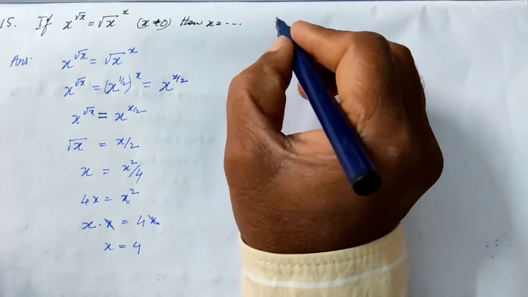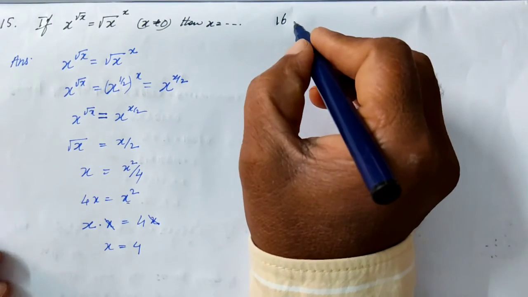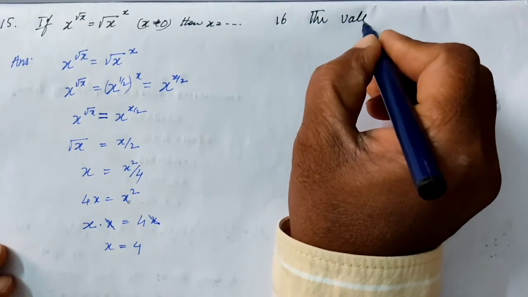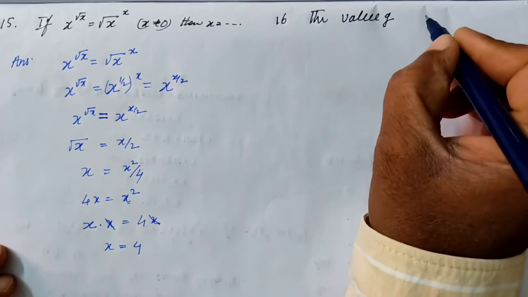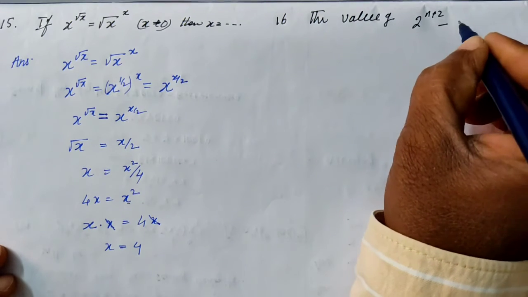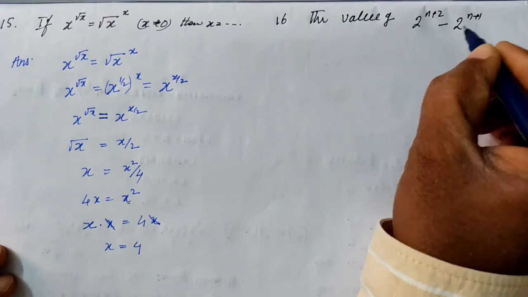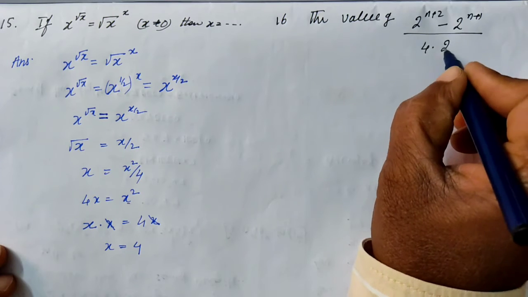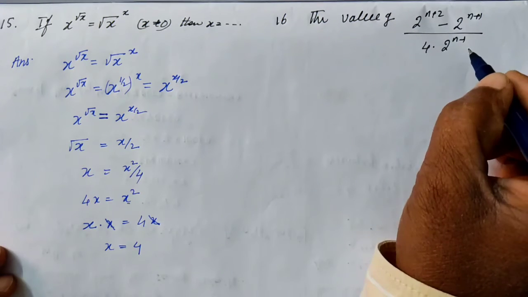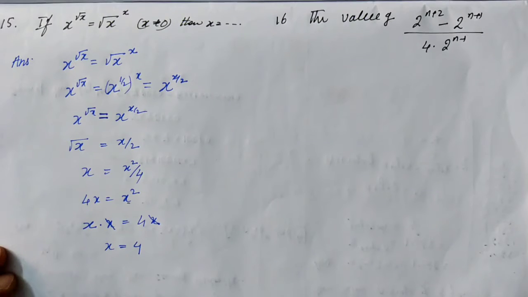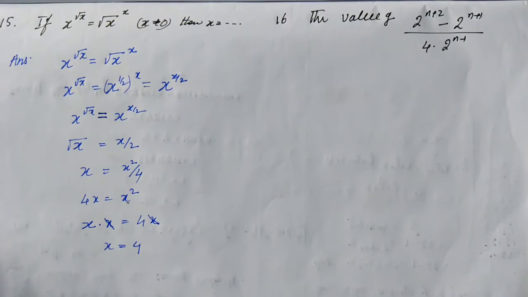So the 16th question: the value of 2 to the power of n plus 2 minus 2 to the power of n plus 1, divided by 4 into 2 to the power of n minus 1. We have to find the value of this one. How can we find this one? It is very easy to find. So let us see.